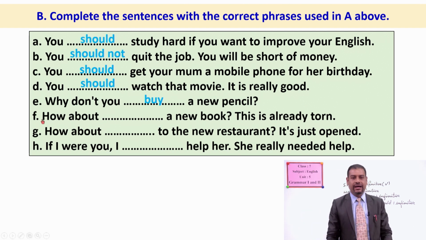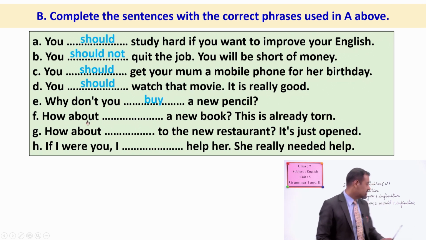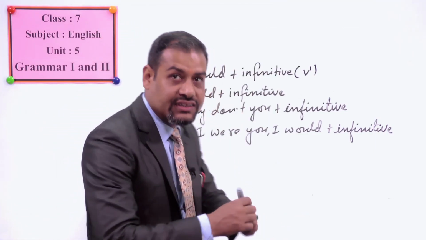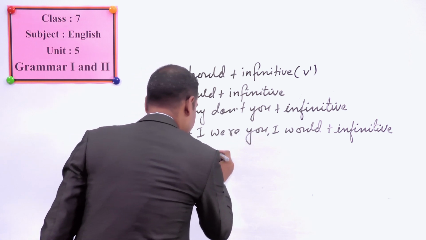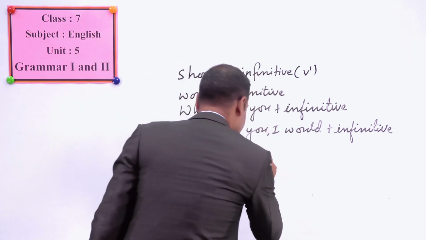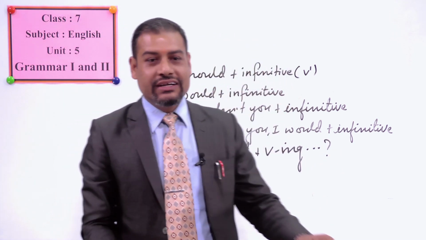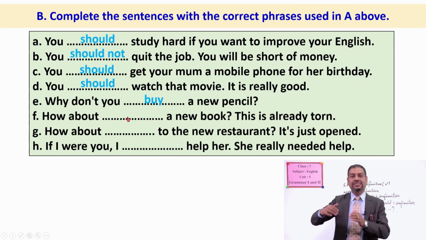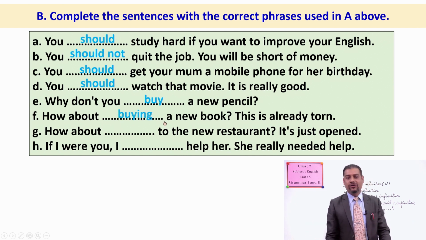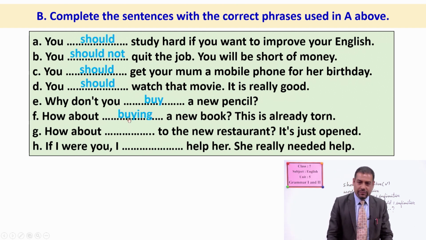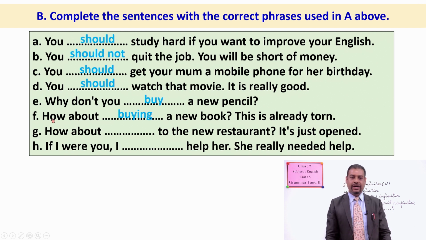After this, now F. How about, now look at, how about is already written here, so you can tell me how about, A-B-O-U-T, then what is it? Verb ing, okay? Or you can say present participle. So how about, you have to write down ing form of the verb. So what is the correct word? Now simply you can write down how about buying a new book, or you can write down how about reading a new book, no problem. But your verb should be in ing form in this structure. Is it clear? Good.